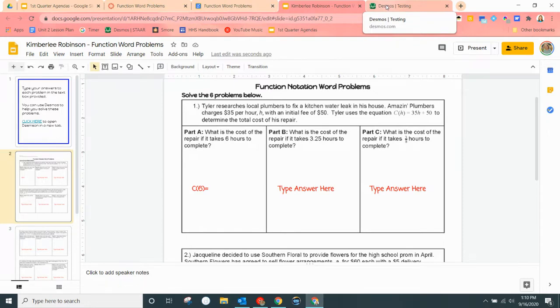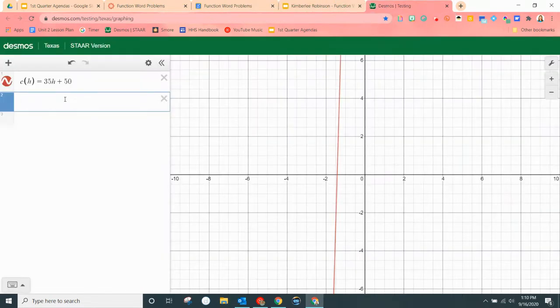So C of H equals 35H plus 50. We want to know what is C of, how many hours did they give us? 6. Whoops, I typed that in the wrong spot. Desmos likes H now. That's great. We don't have to change everything to X's. That's even better. Notice what it's telling me.